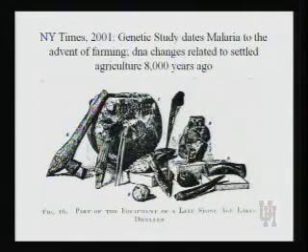Interestingly, as soon as farming was invented, malaria developed. And so the latest genetic studies show that malaria began with the advent of farming. DNA changes related to settled agriculture 8,000 years ago.